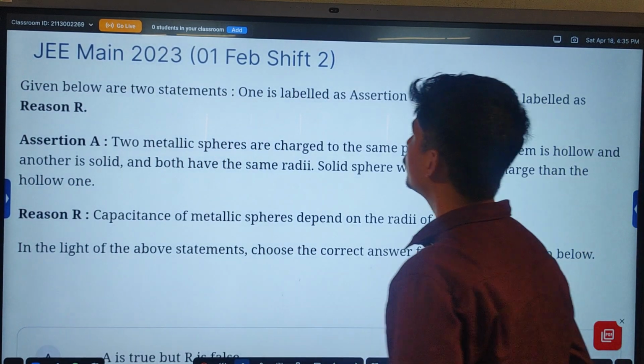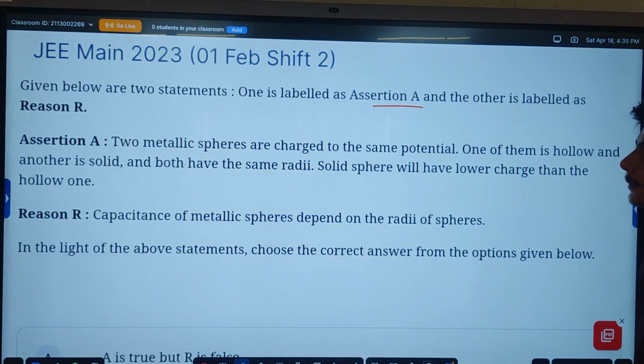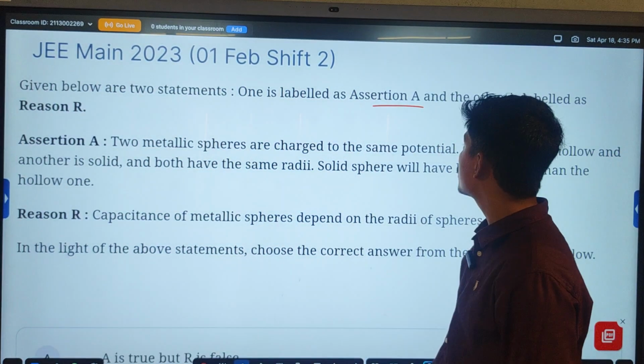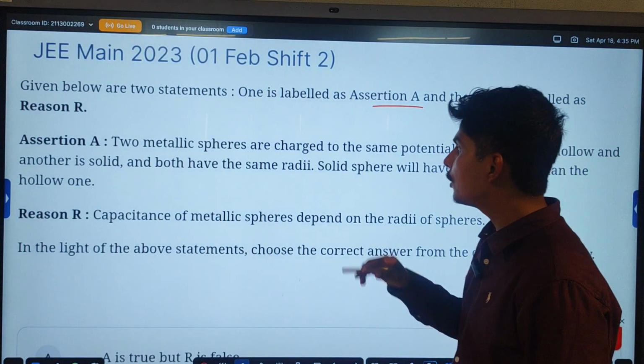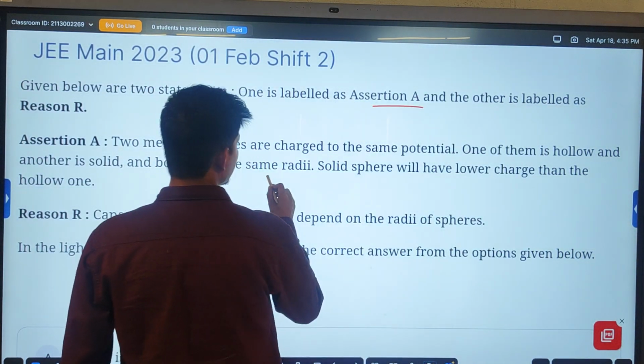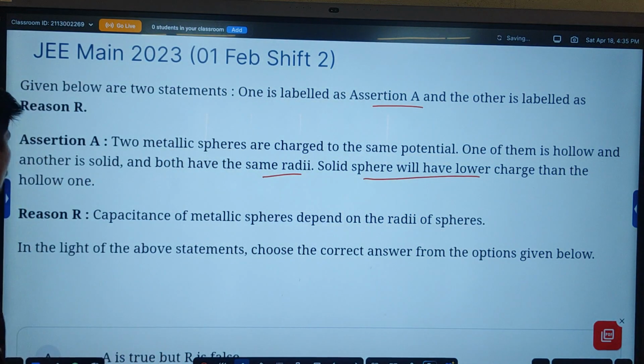Given below are two statements. One is labeled assertion and the other is labeled reason. Two metallic spheres are charged to the same potential. One of them is hollow and another one is solid, and both have the same radii. Solid sphere will have lower charge than hollow one.